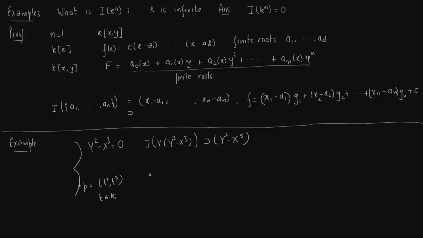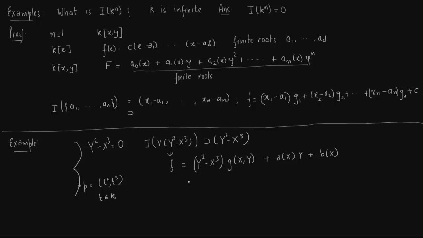Now any point on this curve is of the form (t squared, t cubed), where t is an element of k. You can just put t squared and t cubed in the equation and see that it satisfies. So pick a polynomial f in I(V(y squared minus x cubed)). Now you divide it by y squared minus x cubed with respect to the variable y, and this is what you get.